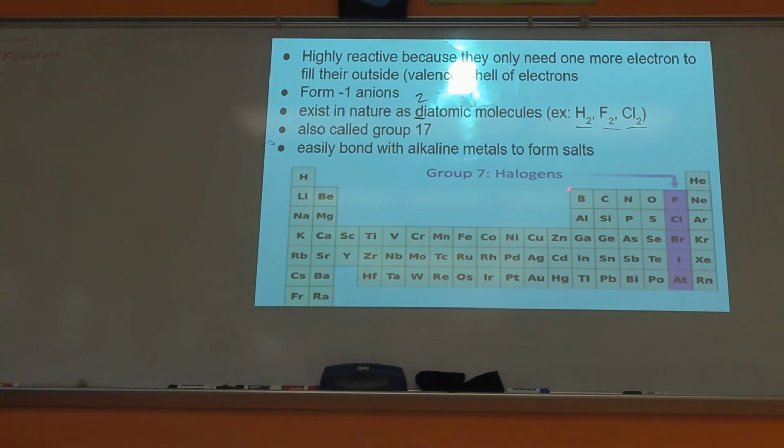And they form salts. So halogens react very easily. They react with the alkali metals especially well, and they form these salts. Ever heard of NaCl? Table salt.